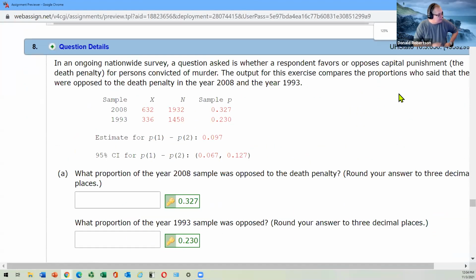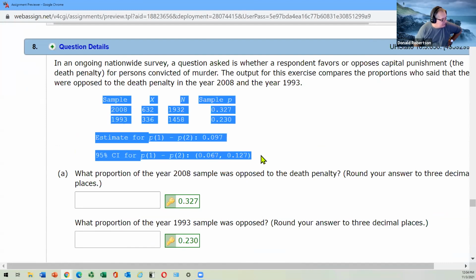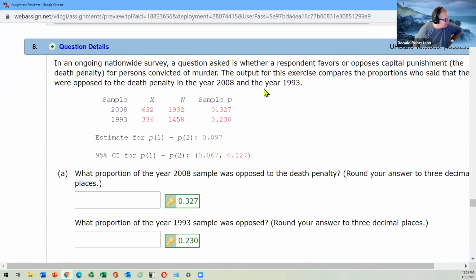Right. So this was a question to do with the death penalty. And actually all the information is given to you. It's here. So let's just show you where all the bits and pieces come from. What proportion of the 2008 sample opposed the death penalty? And the answer to that is 0.327. Do you see where that one came from?